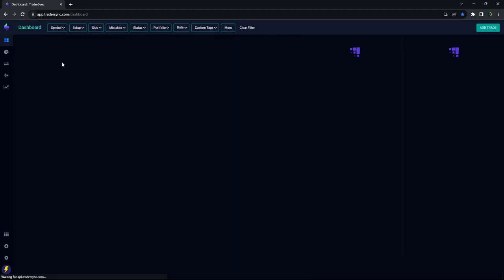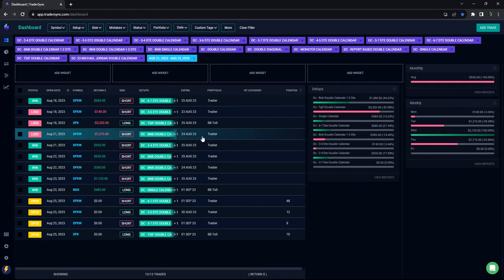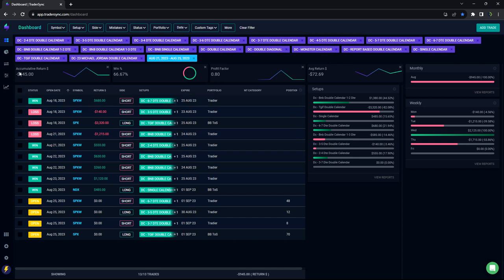And give it a quick refresh. All right, so minus 945. Excuse me. Had a nice winner in 6.7s. That was a $680 winner. Small loser on a 3.5.